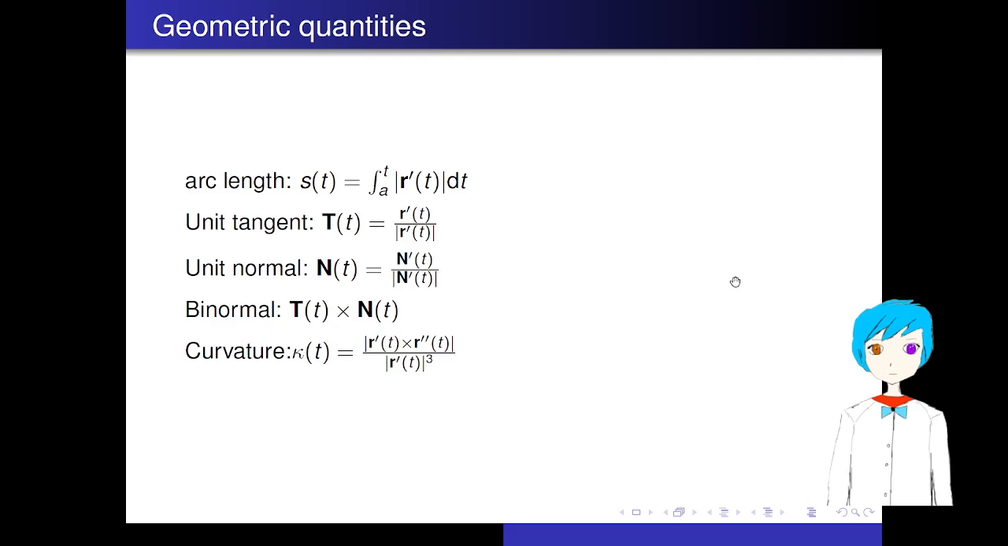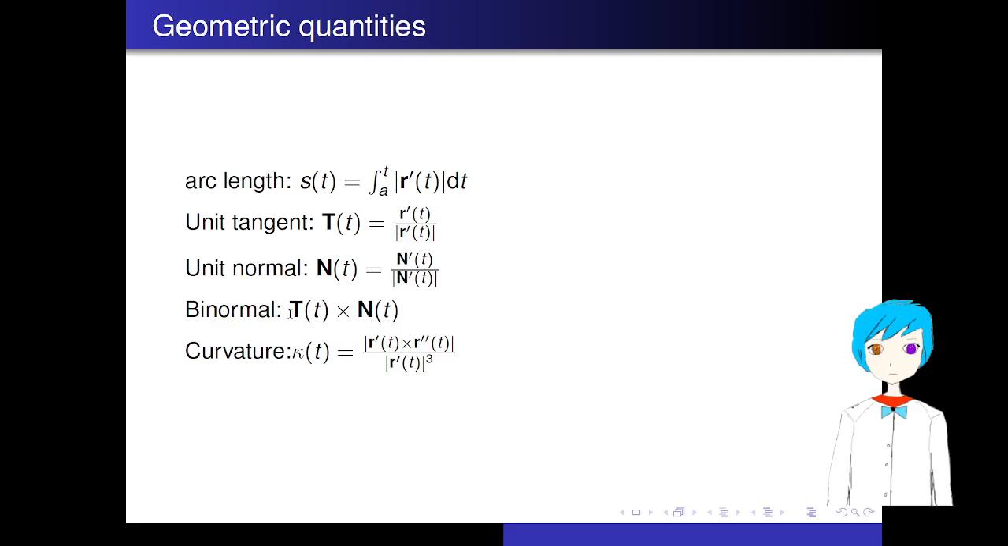Finally, we talk about some geometric quantities for space curves. For a space curve characterized by r(t), we can define the arc length to be the integration of the norm of r prime t. This is also a natural generalization of the arc length for plane curves. The unit tangent, capital T of t, is r prime divided by the norm of r prime. The unit normal, sorry, here there is a typo. N of t should be T prime of t divided by the norm of T prime of t. This should be T prime, not N. And then the binormal is the cross product of T, the unit tangent, and N, the unit normal.